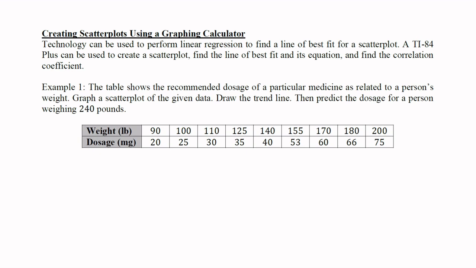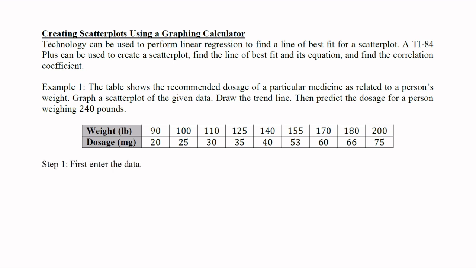So in example 1 here, the table shows the recommended dosage of a particular medicine as related to a person's weight. We're going to graph a scatter plot of the given data, draw the trend line, then predict the dosage for a person weighing 240 pounds. So here we have our data.